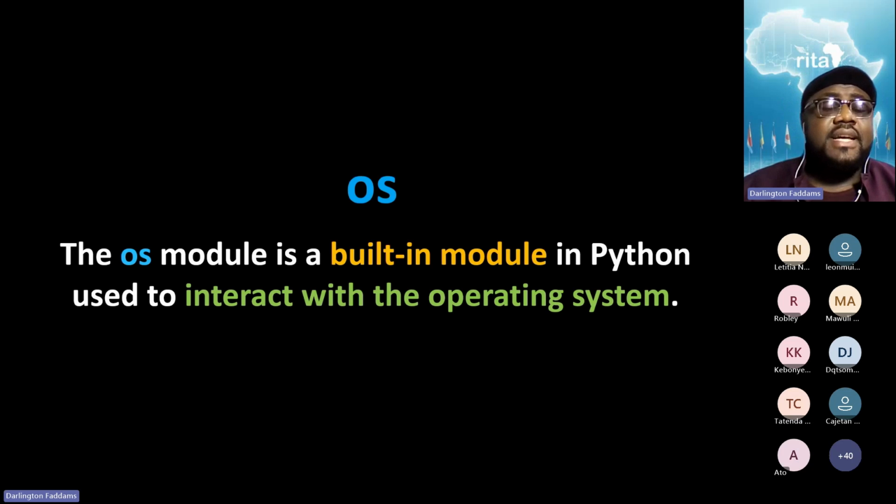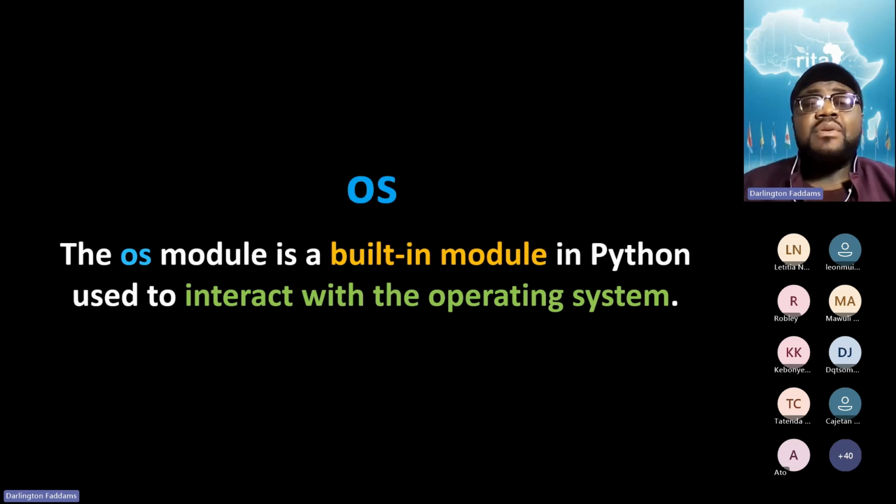So we are going to look at OS. In our previous lesson on web scraping, we studied requests. In the same way, today we are studying a different module. This is called OS. That is just the name. Now, what does it do? The OS module is a built-in module in Python, and it is used to interact with the operating system. You see that? OS is used to interact with the operating system.